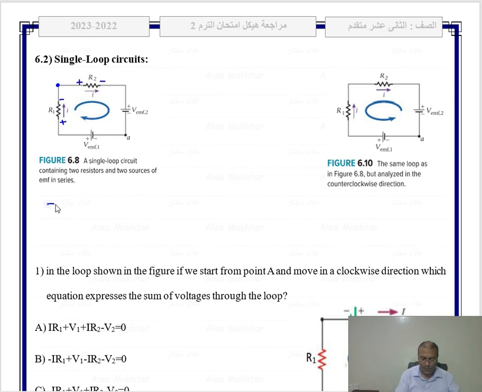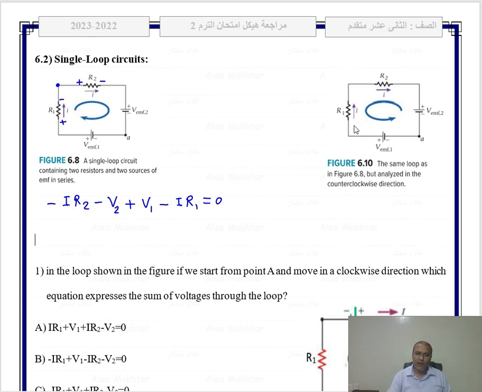Negative IR2. Then I move out of the battery negative, negative EMF2. Move out of this battery positive, positive V1. Move out of this element negative IR1, it's equal to 0. Now I wrote an equation for this loop.